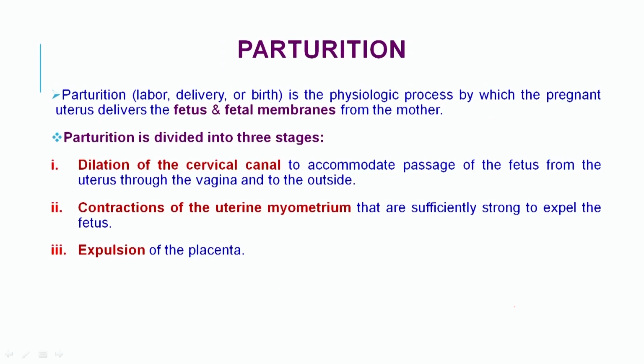So now let's talk about parturition. Parturition is the delivery of the fetus and fetal membranes from the mother once gestation is completed. Parturition is divided into three stages: dilatation of the cervical canal to accommodate the passage of the fetus from the uterus through the vagina to the outside; contraction of the uterine myometrium sufficiently strong to expel the fetus; and the expulsion of the placenta. So these are the three stages of parturition.